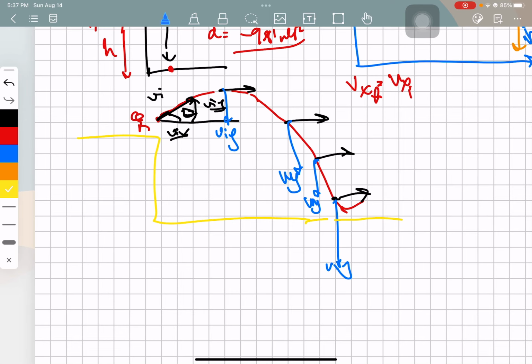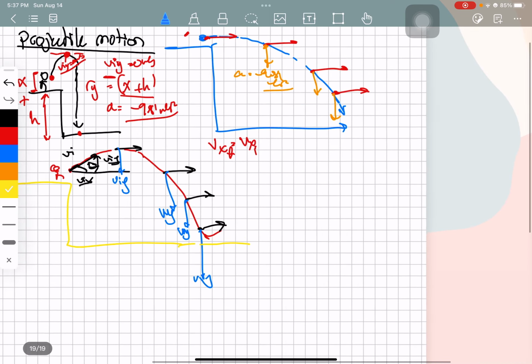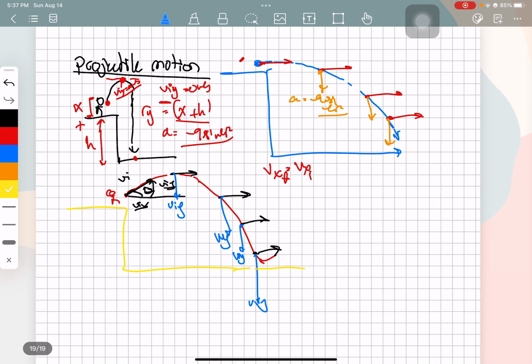So these are some different examples of projectile motion questions. I hope this was helpful.